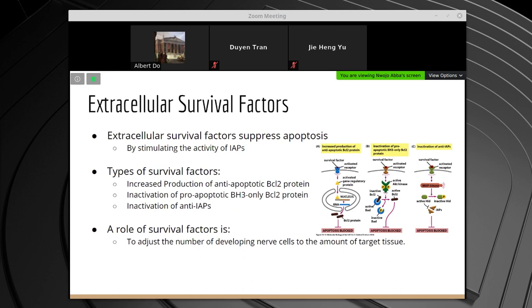Survival factor can also inactivate anti-IAPs by binding to a receptor that activates a MAP kinase, which then activates HID, which allows IAPs to be produced.